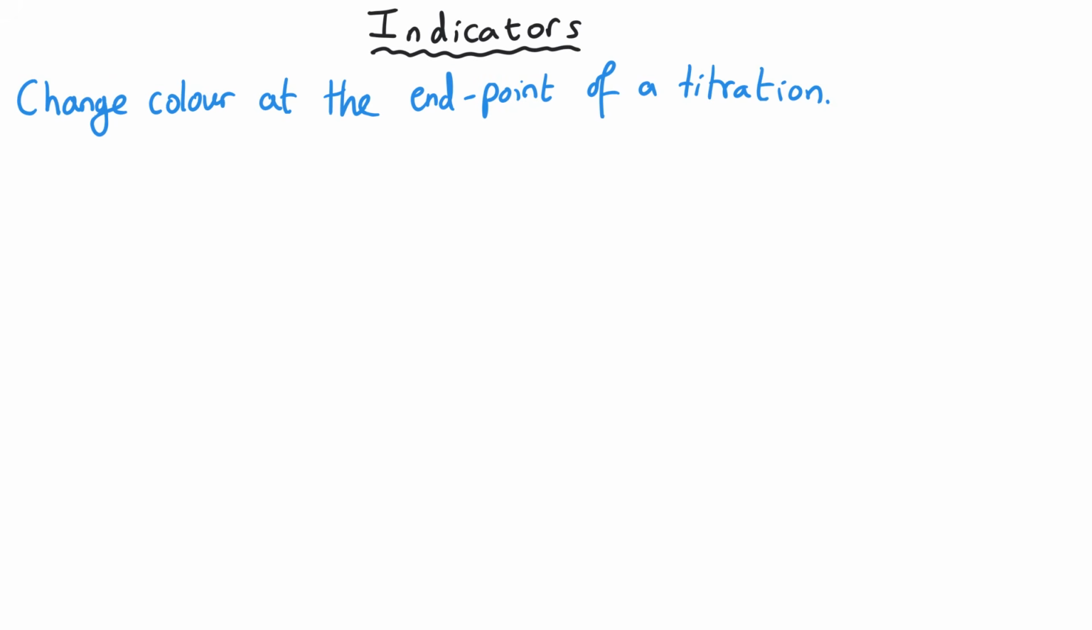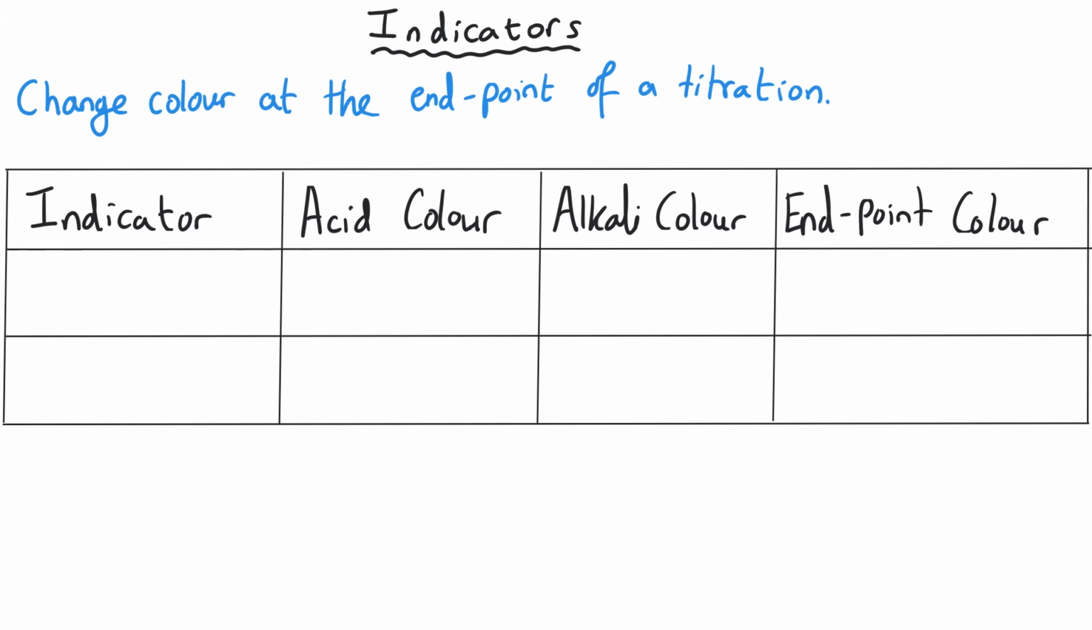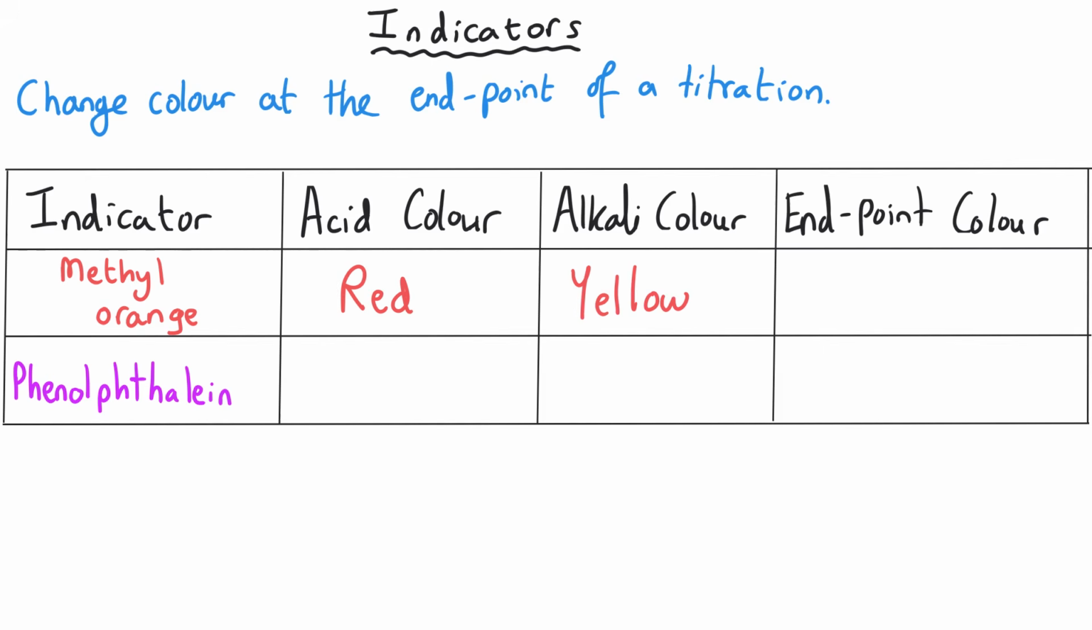There are 2 indicators that you need to know the colour for to be used during titrations. The 2 indicators are methyl orange and phenolphthalein. Methyl orange is red in acid and yellow in alkali. So at the end point of our titration, it will go orange. Phenolphthalein is colourless in acid and it's pink in alkali, and so you end your titration in one of 2 ways depending on what you're adding to the conical flask.